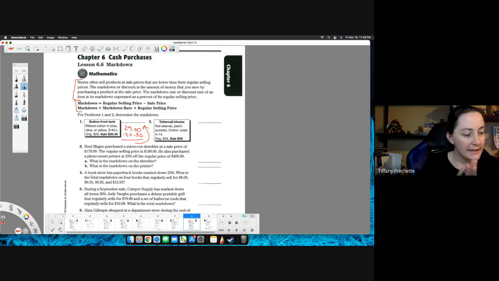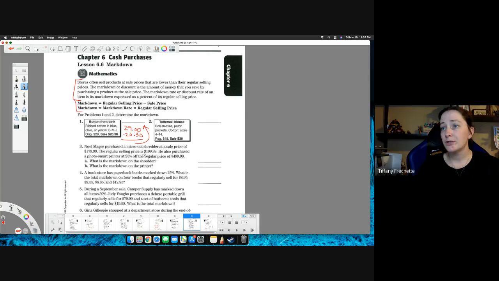So Noelle Maggie purchased a micro cut shredder at a sale price of $179.99. The regular selling price is $199.99. He also purchased a PhotoSmart printer at 25% off the regular price of $499.99. So the first question is, what is the markdown of the shredder?